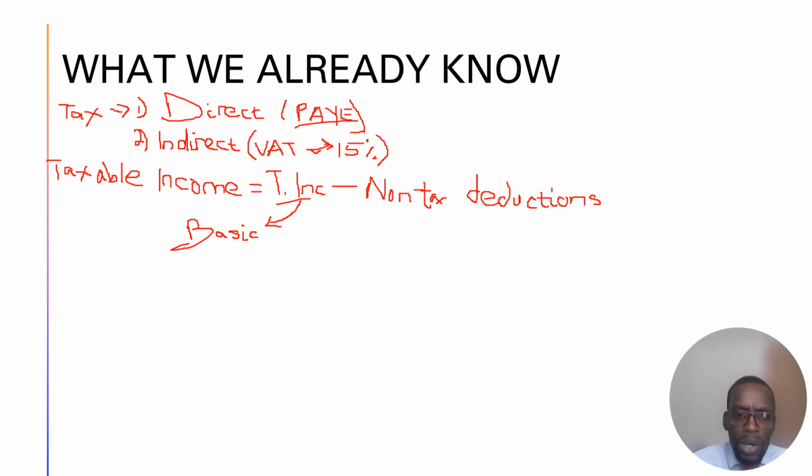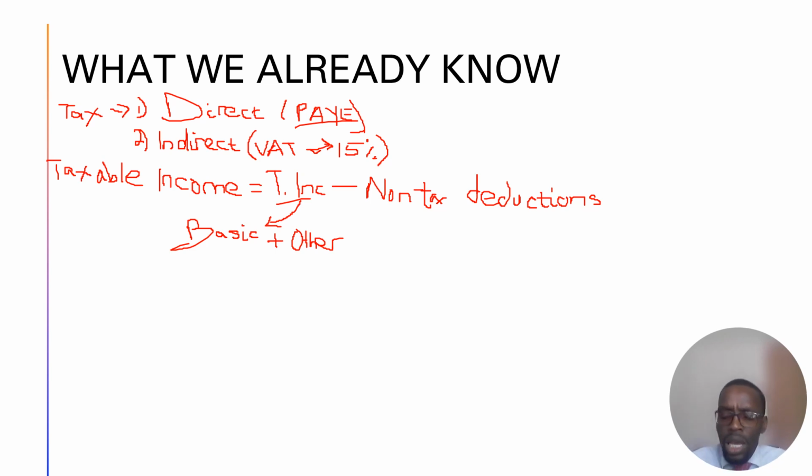So when we talk about our total income, it's basic salary plus other earnings. We are talking of things like commission.